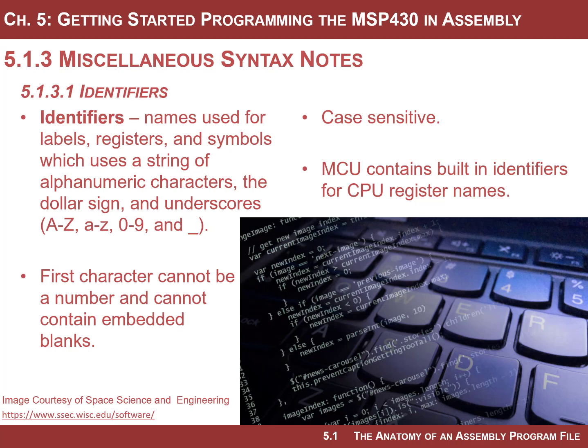Some final syntax, just miscellaneous. We use the term identifier to represent labels, registers, symbols, anything that needs a name. So for example, if I said R4, that is register 4 in the CPU. I would say that R4 is an identifier. If I had an address label that was called main loop, I would say that main loop is an identifier. It's basically just a technical word for assigning alphanumeric characters to a label, okay? And yeah, you can have capital letters, lowercase letters, 0 to 9, and also underscore. You can't have anything else, okay? So basically the names of things are called identifiers.